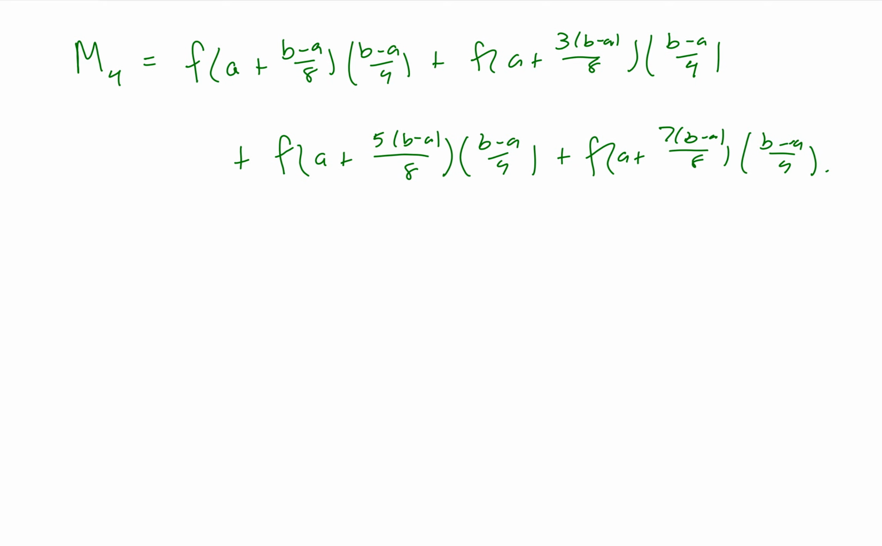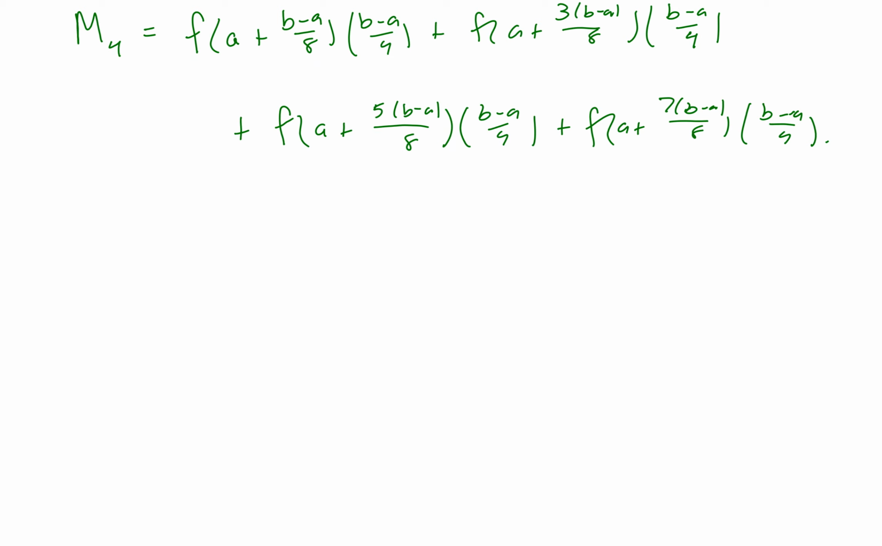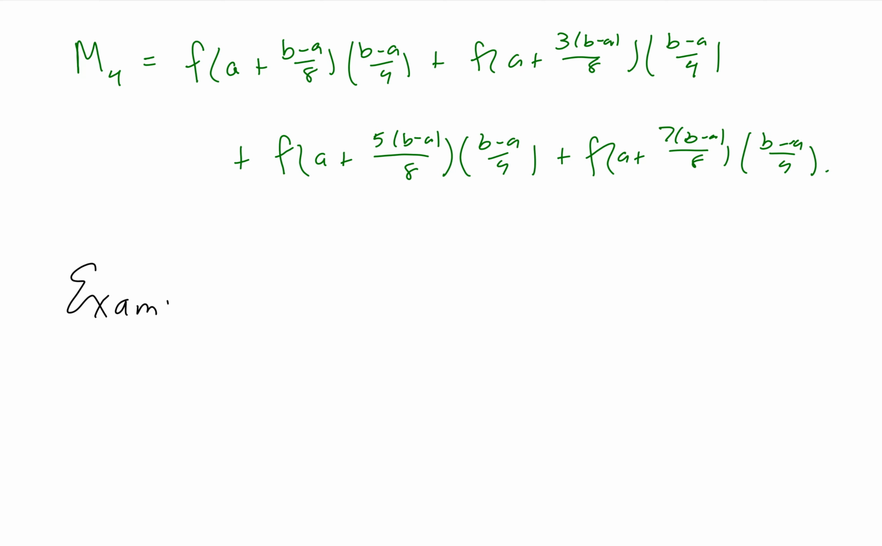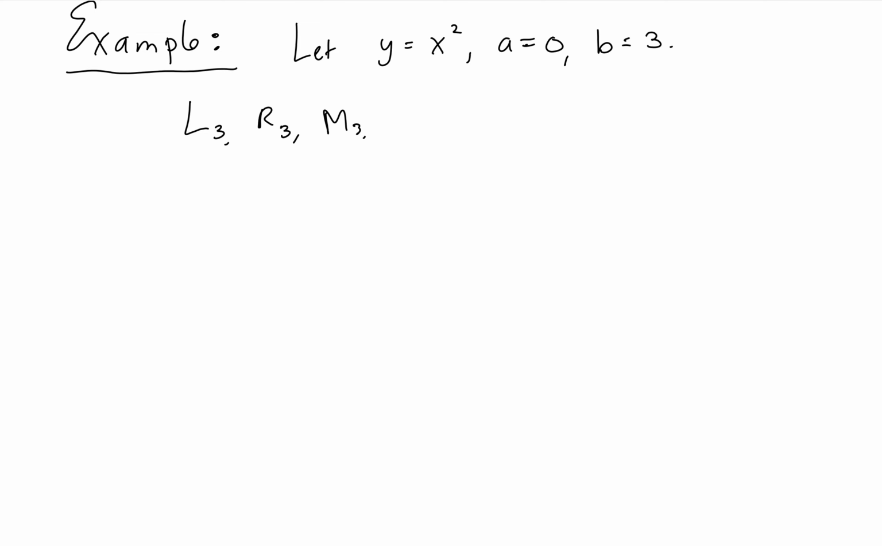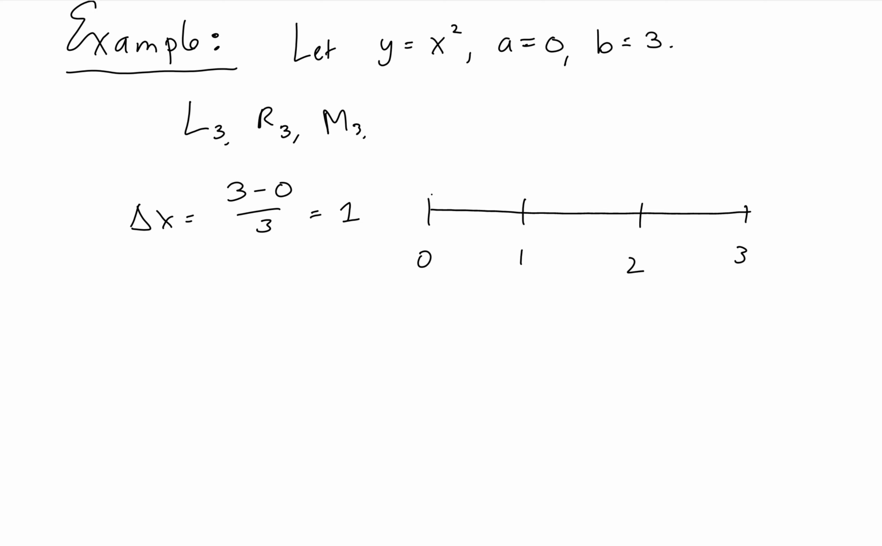So let's maybe, as we did before, work out a concrete example with some numbers. So let's let y be x squared, a be equal to 0, b be equal to 3. And let's find L3, R3, and M3. Okay, so our interval here is from 0 to 3, so our delta x, we want to use 3, so this is 3 minus 0 over 3. So our delta x is 1. So if we think of breaking this interval from 0 to 3 up, I would go 1, 2, and 3.